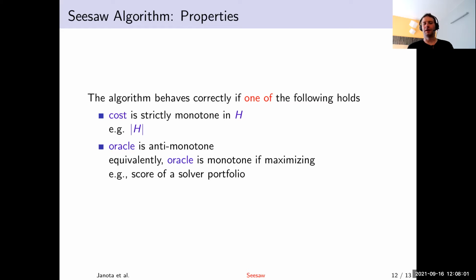Another possibility is that the oracle is anti-monotone. So this is maybe a little bit hard to imagine what it means because we are always minimizing the oracle. But imagine that instead of minimizing, we are maximizing it. So this means that then it's monotone instead of anti-monotone. That's our precondition. So again, if we're talking about the score of a solver portfolio, that is clearly a monotone function because adding a solver into the portfolio can only improve our solving time. Okay, so if either of these conditions are satisfied, the algorithm will behave as we had just discussed.